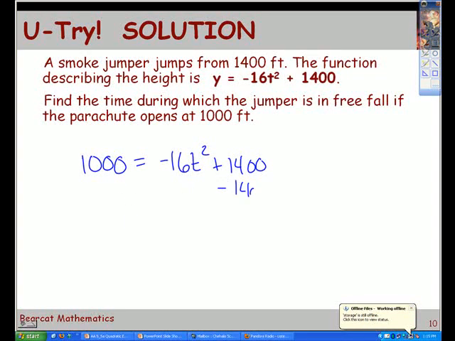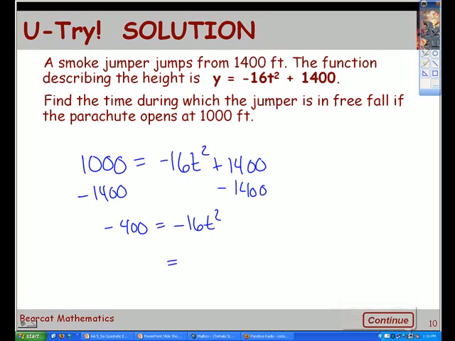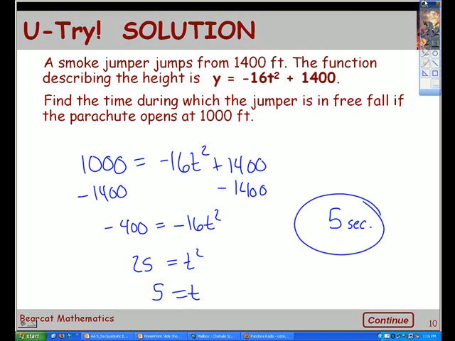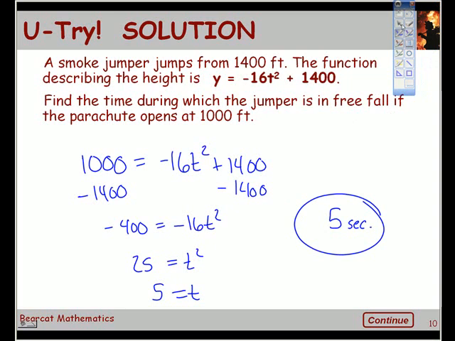We're going to subtract the 1,400 from both sides. Divide by negative 16. T squared comes out to be 25. So t is going to be positive or negative 5. And we only want the positive 5 because it's time. So we've got 5 seconds. Any questions there? Okay.